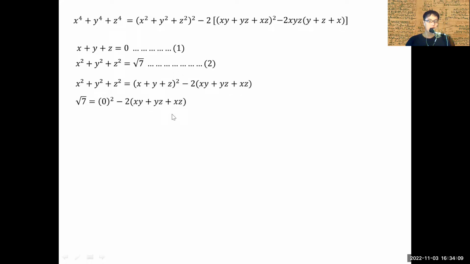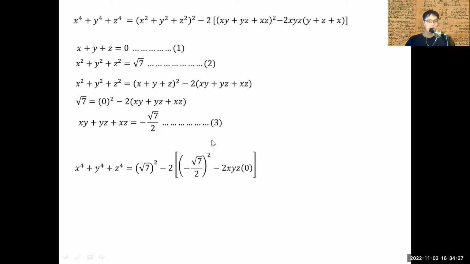Now we are getting another equation. Thus, xy plus yz plus xz is equal to negative root of 7 over 2. I hope you can see what's going on here. So this will be our equation 3.